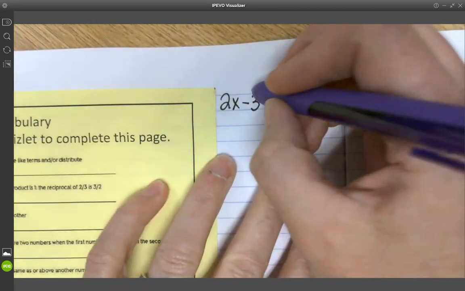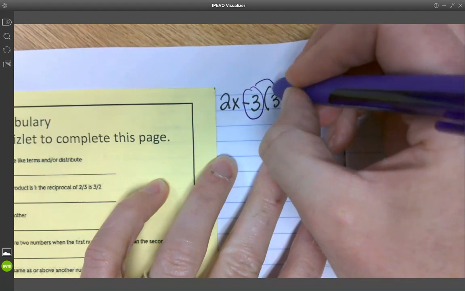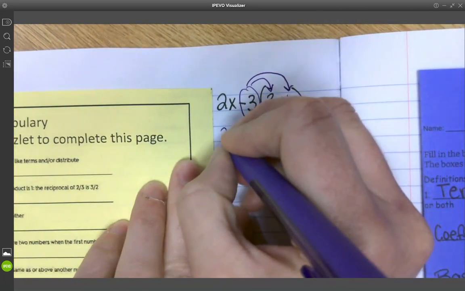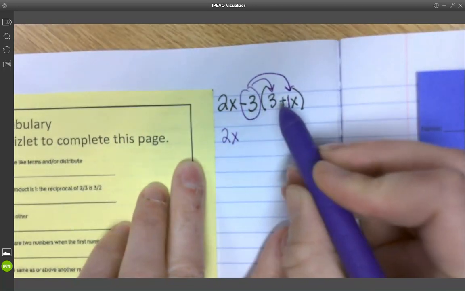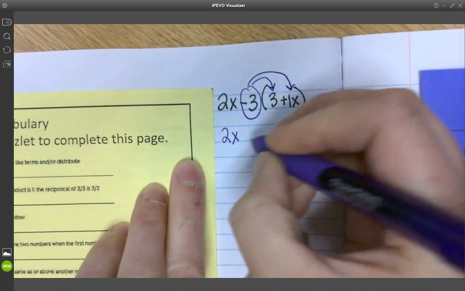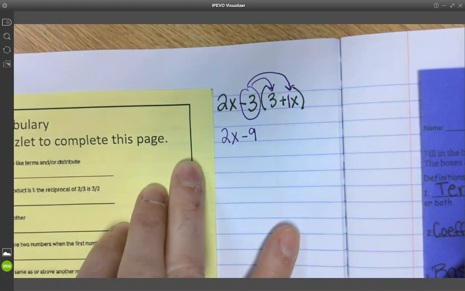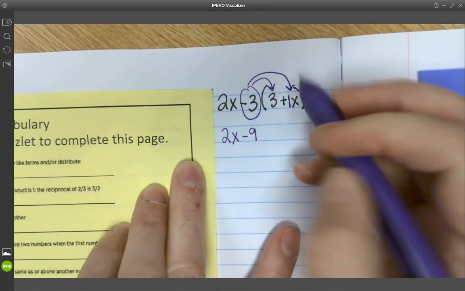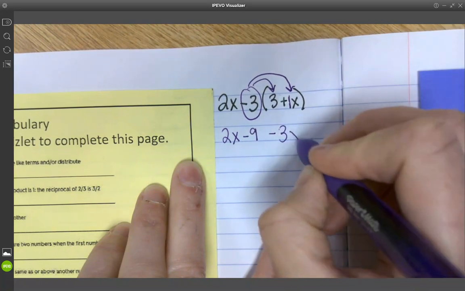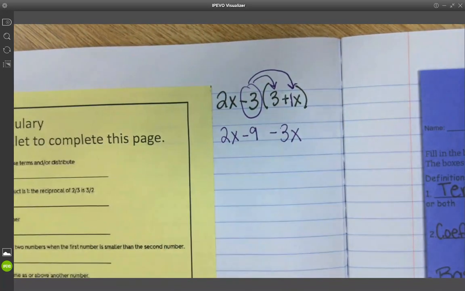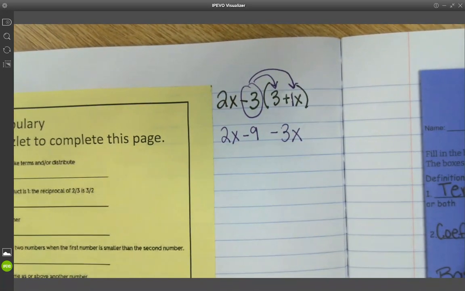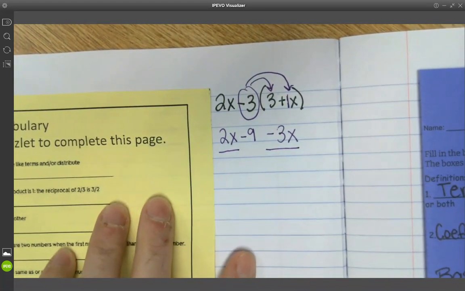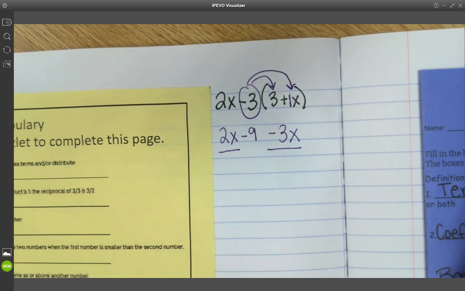Okay, so we'll distribute the negative 3 here. We're just going to carry down that 2x, and then we have negative 3 times positive 3, so negative 9. And then a negative 3 times a positive 1 is just a negative 3x. So don't forget that x on there. And then combine your like terms, so 2x minus 3x. So if you want to put that in the calculator, you would just put 2 minus 3.